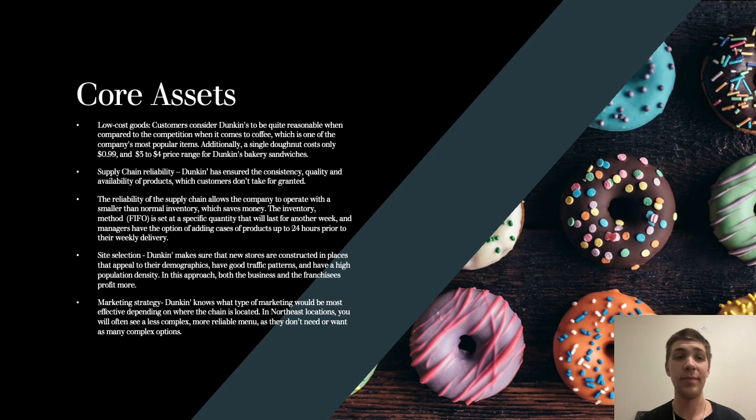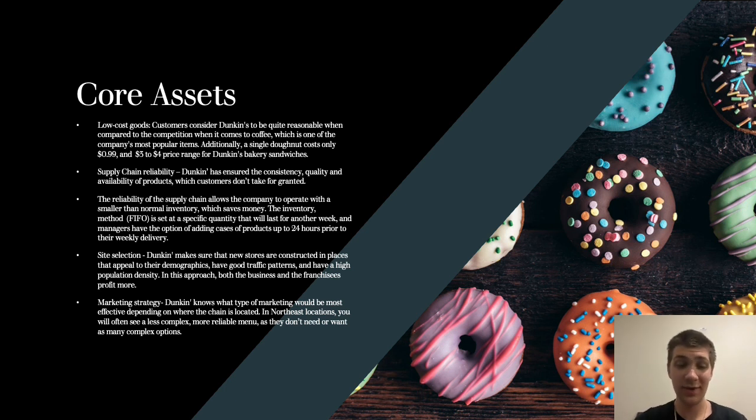Dunkin' Donuts has a couple core assets that they use to operate. First of which is low cost of goods. Customers, and the loyal customers, consider Dunkin's to be quite reasonably priced compared to the competition. Coffees are fairly cheap compared to other coffee shops, which is one of their most, if not the most, popular items on their menu. A single donut can cost only 99 cents, and their breakfast bakery sandwiches cost from the $3 to $4 price range.